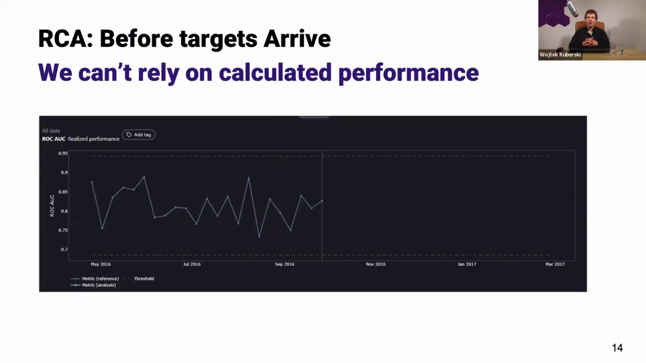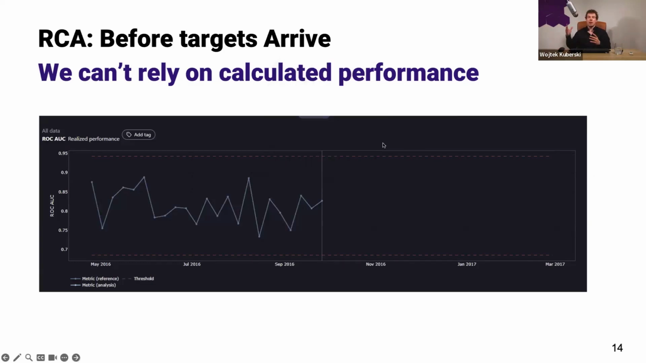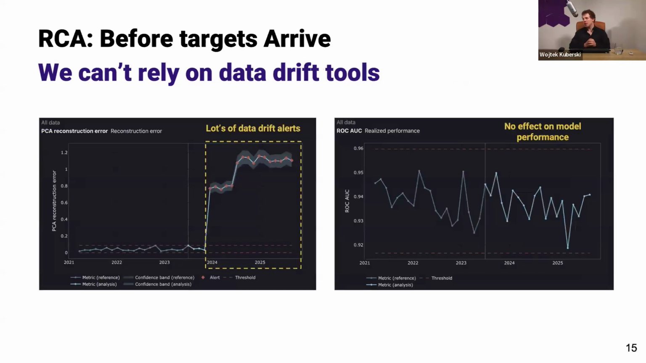Why can't we rely on realized performance or calculated performance? It's very simple: it's because we don't have the targets. If we are predicting, let's say, a few months ahead, and we deploy our model to production, we will not know our level of performance. Because of that, we can also not rely, unfortunately, on data-driven detection tools or covariance shift detection tools.